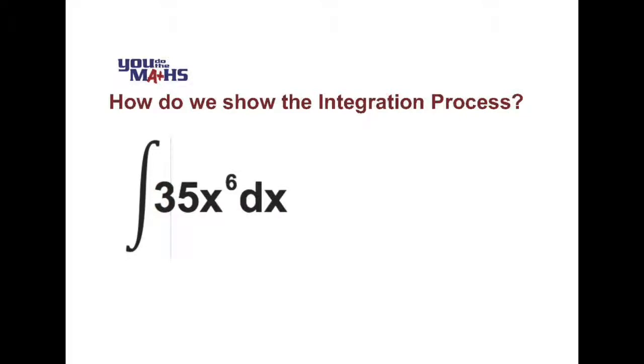We increase the power of x by 1, so it becomes x to the 7. We then divide our new expression by that new power, so 35x to the 7 divided by 7. And we automatically add a constant at the end to recognize that any number could be included in this process of anti-differentiation. We can then simplify that by dividing the 35 by 7 to get 5x to the 7 plus c. And this represents our final solution for the antiderivative of 35x to the 6.